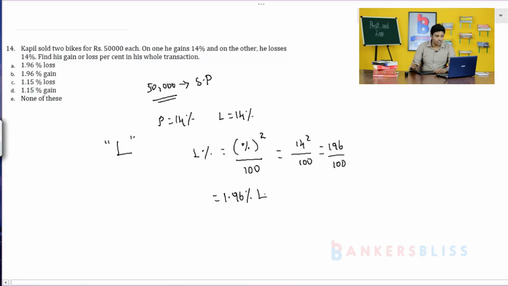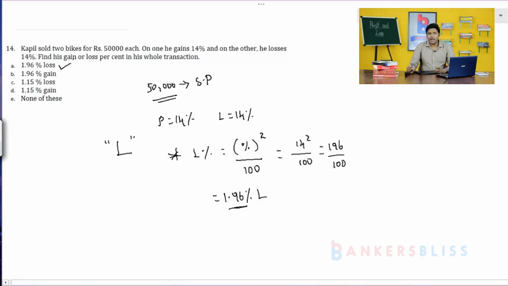So how much percentage loss? This is the formula, an important formula, it's mandatory. Loss percentage is equal to percentage square by 100, that is equal to 14 square by 100, 196 by 100. If you simplify that, you are going to get 1.96% loss. Option A is the right answer.